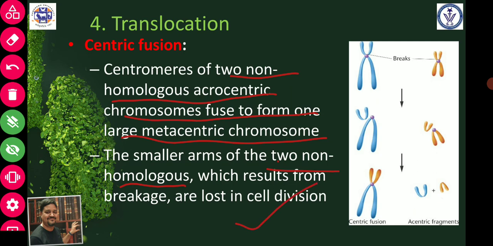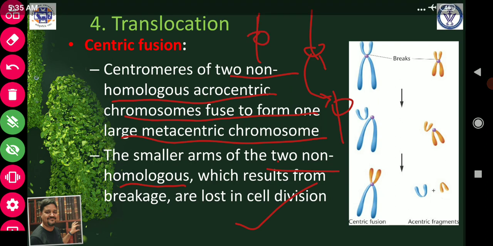So there will be breakage and fusion, and the smaller portion of the acrocentric chromosome is lost. This is the acrocentric chromosome, this is the smaller segment, this is the larger segment, and again another one, this is another acrocentric chromosome. Now there will be fusion from centromere to centromere. So now the resultant chromosome will be like this. That is a metacentric chromosome, a large metacentric chromosome.